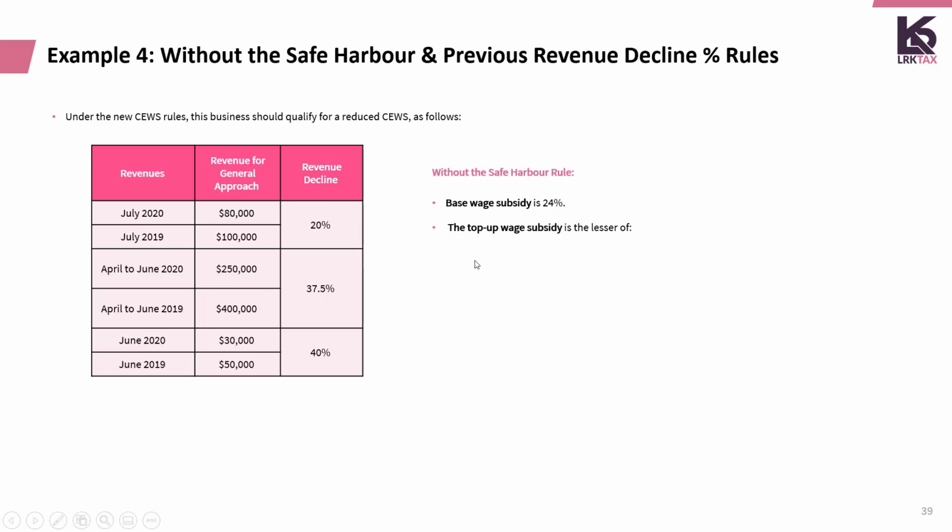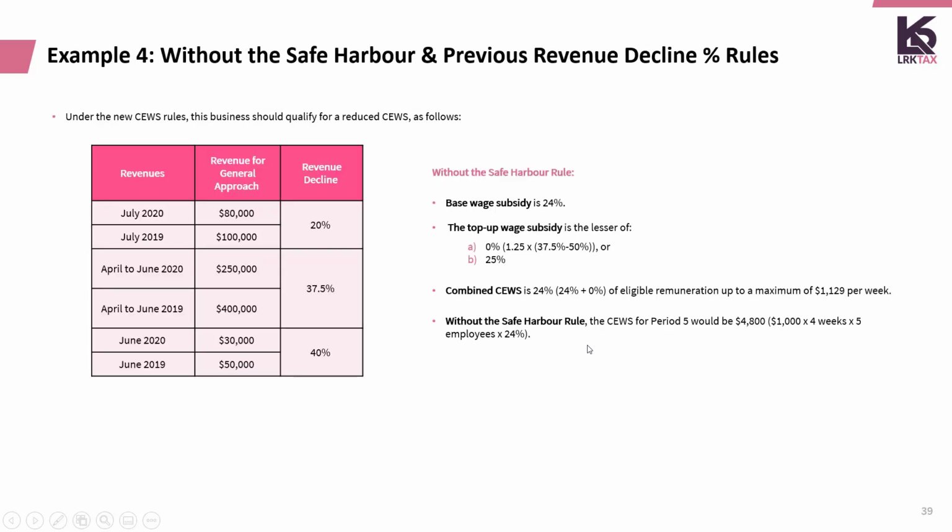Top up wage subsidy, before even clicking on it and showing the DEX, you know it should be 0, because this is less than 50. Again, 37.5 minus 50 is negative, so 0%. So the combined CEWS is 24% for your wage. So again, it would be 4,800, 24% times 20,000.